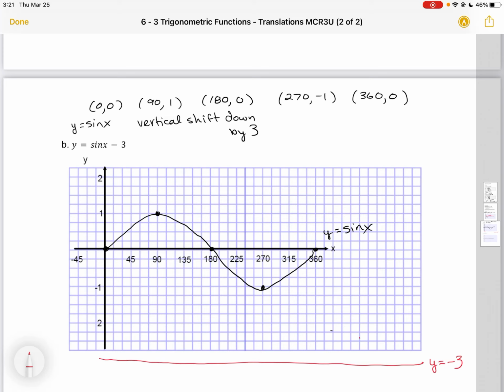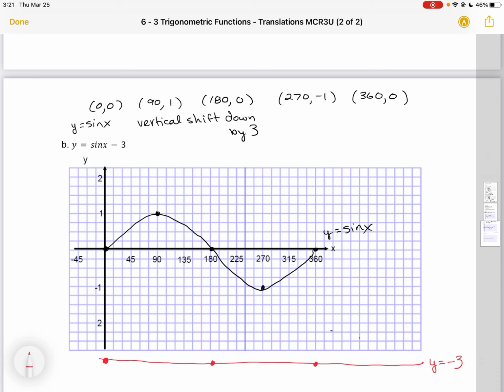Then I'm going to move all my points down according to that midline. I'm going to plot my first point right here, right at 0, minus 3. I'm also going to plot my middle point down 3, and then I'm going to plot my 360 point. Then I'm going to divide those 2 points in half and put on my remaining 2 points.